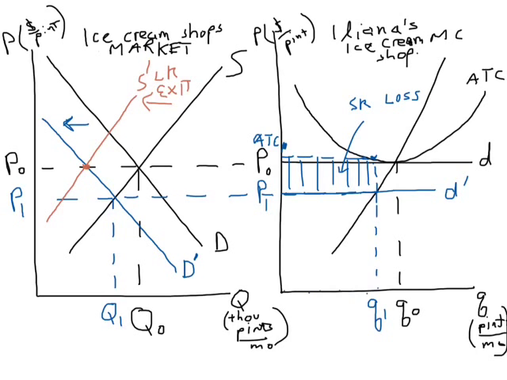That long run exit occurs and industry output falls. And notice that Ileana is back to producing her productively efficient minimum average total cost level of output, the long run equilibrium output. Now, I've implicitly assumed that this is a constant cost industry.